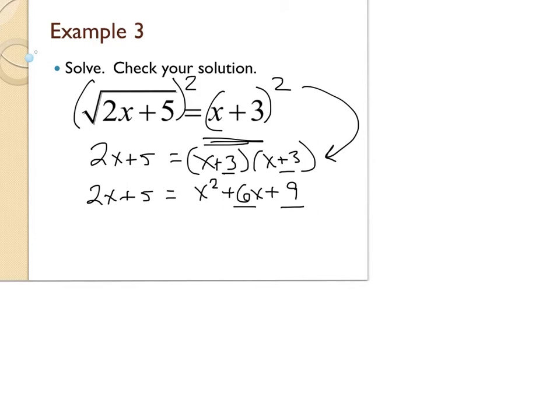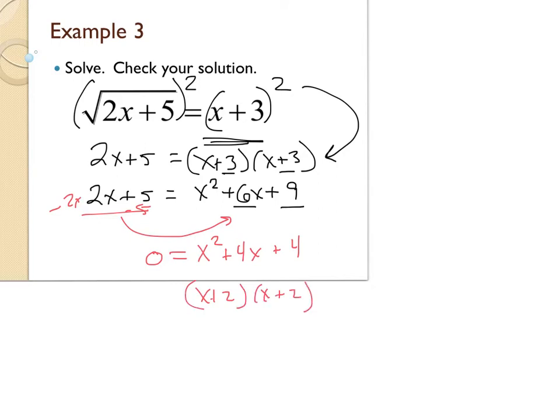And now I need to balance the equation out. I'm going to move this guy over to the other side, so I'm going to subtract 2x and subtract 5. So I'll get 0 on this side, and I'll get x squared plus 4x plus 4. This ends up being a pretty straightforward problem. It gets me x plus 2, so x is equal to -2.